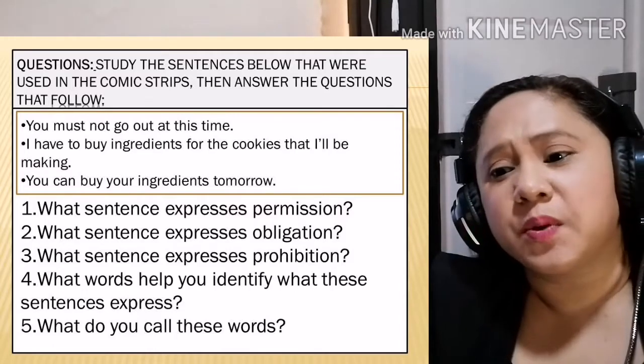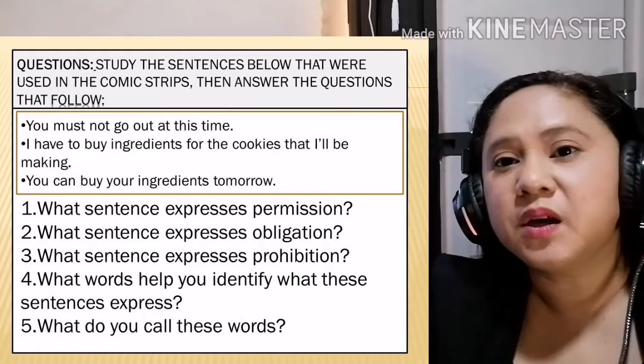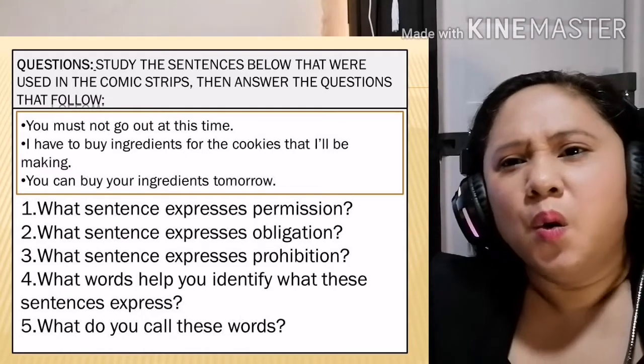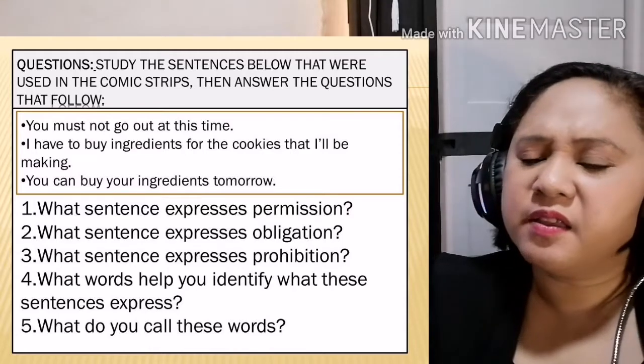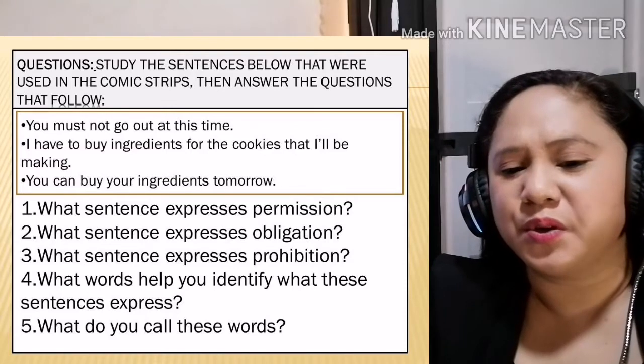What sentence expresses permission? What sentence expresses obligation? What sentence expresses prohibition? What words help you identify what these sentences express? And what do we call these words?